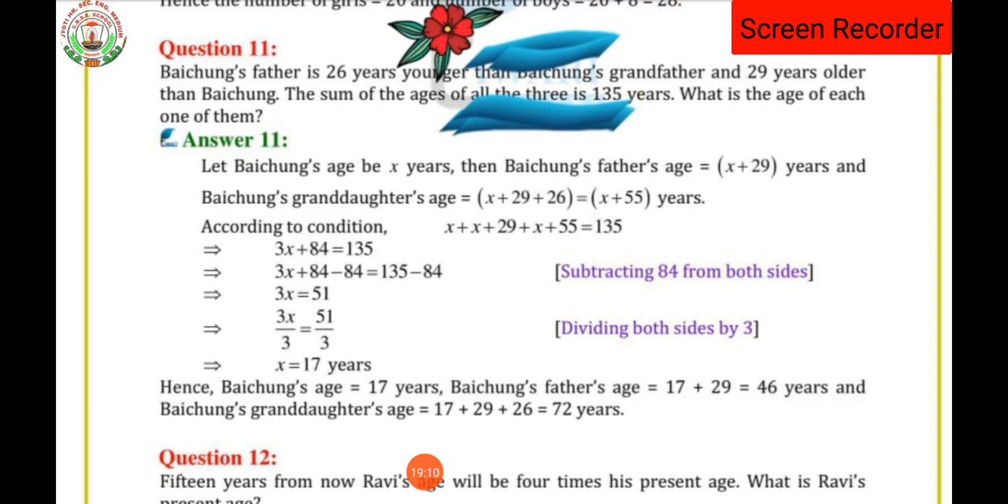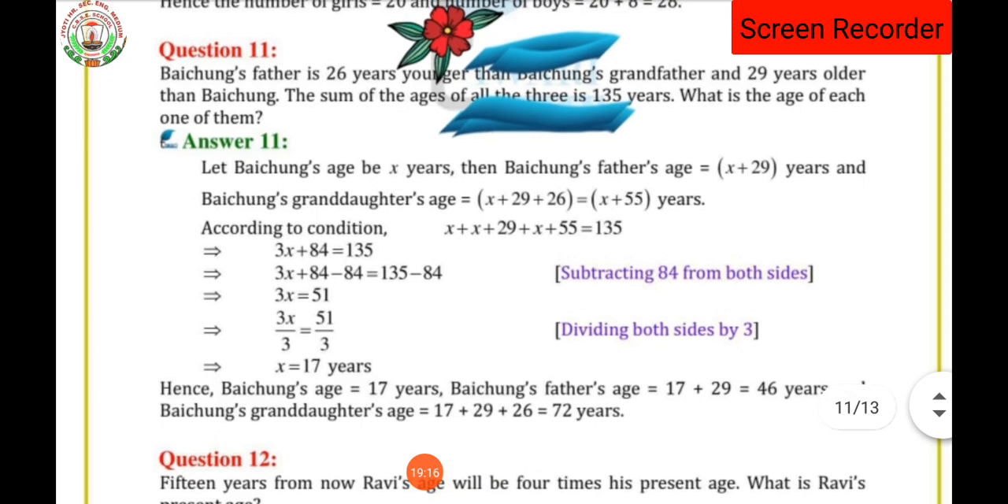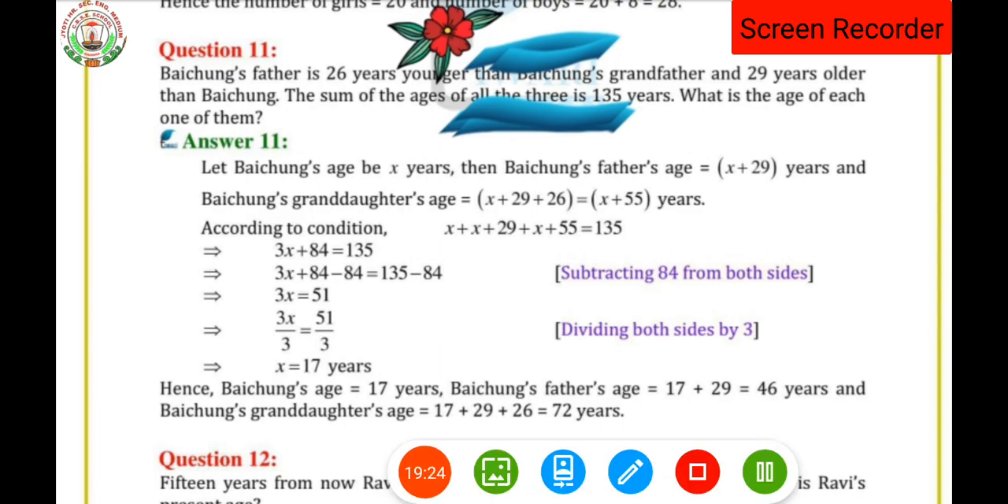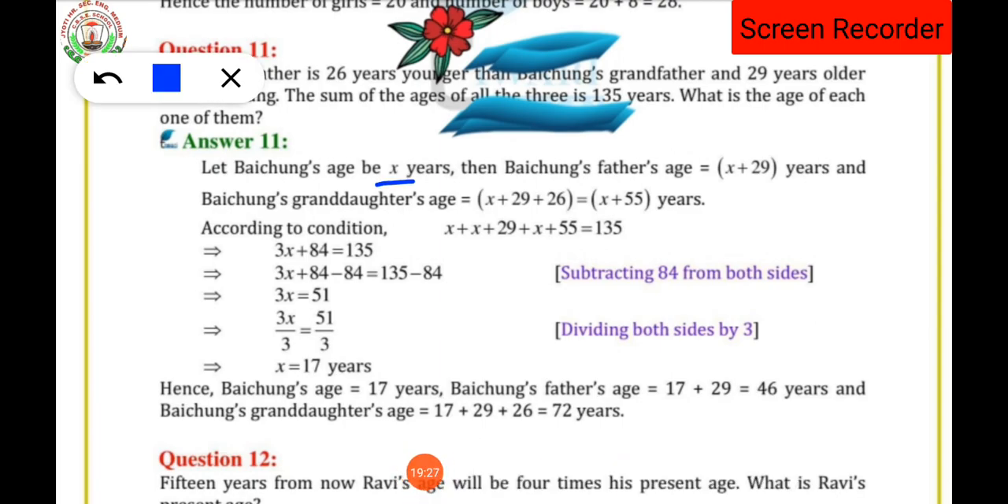So we are going to first consider Baichung's age as x years. His father's age is given in the question as 29 years older than Baichung, so if Baichung's age is x, then his father's age will be x plus 29. Then the grandfather's age. In the book it is written granddaughter, but in place of daughter it will become grandfather. Okay, here please make the correction.